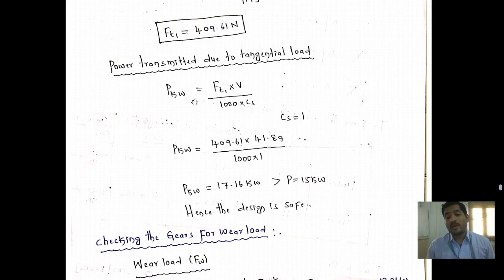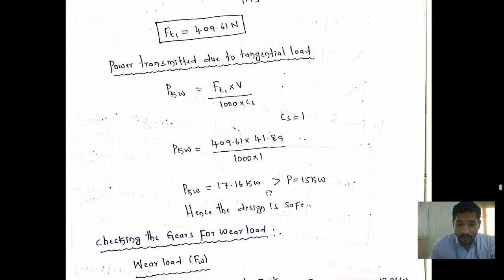So for power, we have to use the formula: tangential force into velocity factor by 1000 into Cs value. Cs you need to consider as 1, and the tangential force we got here is 409.61, into the velocity factor value 41.89 by 1000, into Cs value 1. If you divide the whole value, then you will get the answer as 17.16 kilowatt.